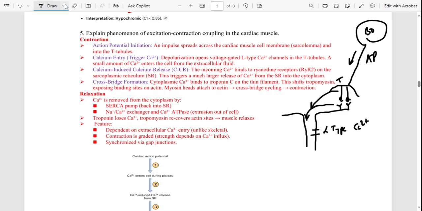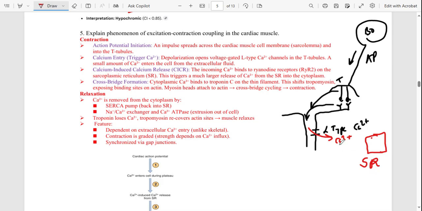And what does that cause? Once these calcium channels open, it will cause calcium to start moving into the cell. A small amount of calcium is going to enter the cell from the extracellular fluid, from the outside. Now, once that happens, inside this cell, you have got a smooth endoplasmic reticulum of a muscle. Now, the smooth endoplasmic reticulum of a muscle, we call it the sarcoplasmic reticulum.